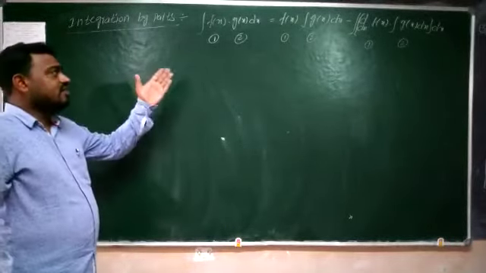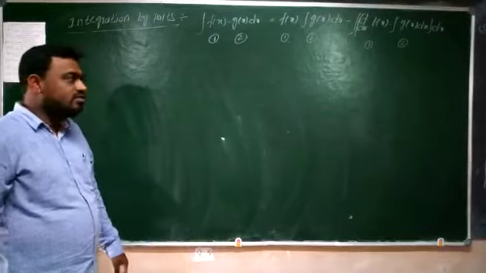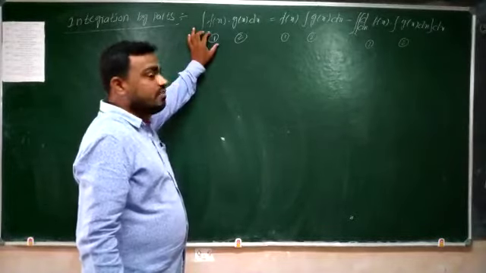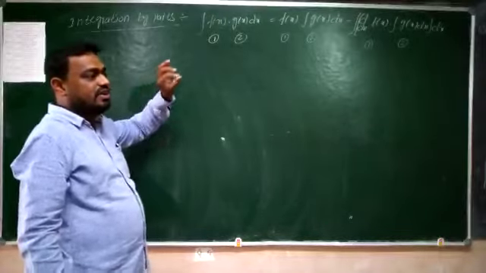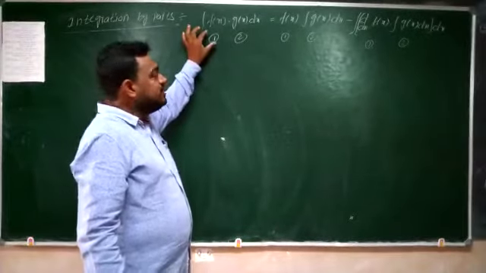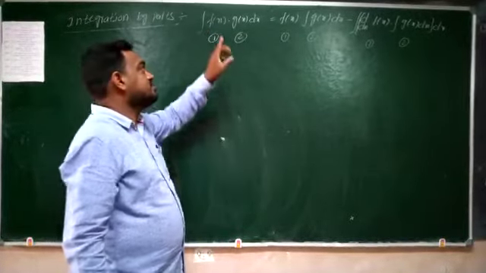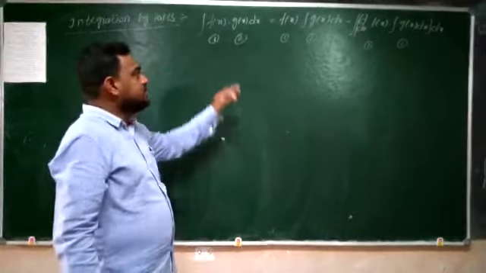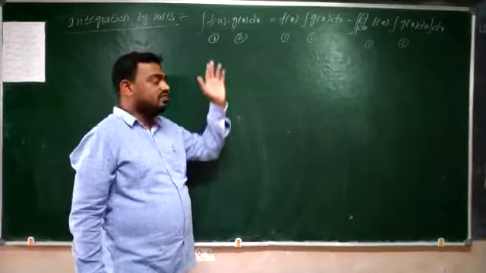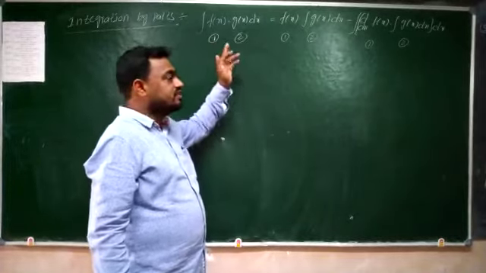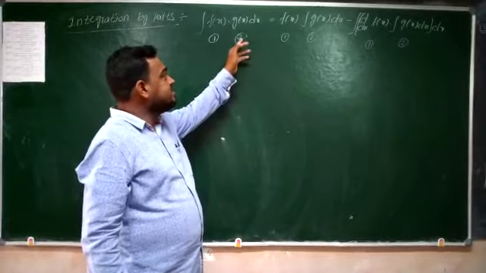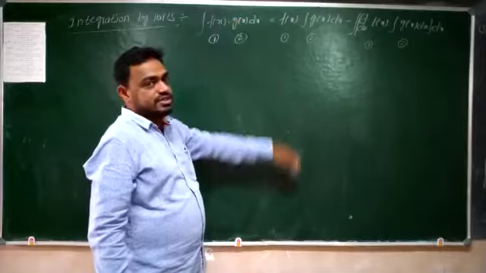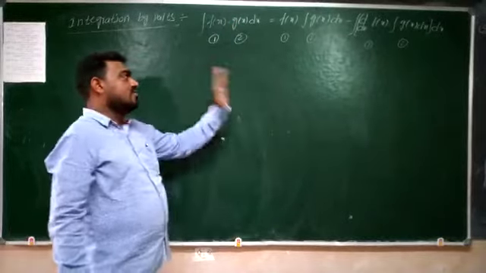So how are we selecting the first function and second function? Which function's derivative we can find easily, that function you take as the first function, that is f of x. Which function's integration we can find easily, that function you take as the second function, g of x.